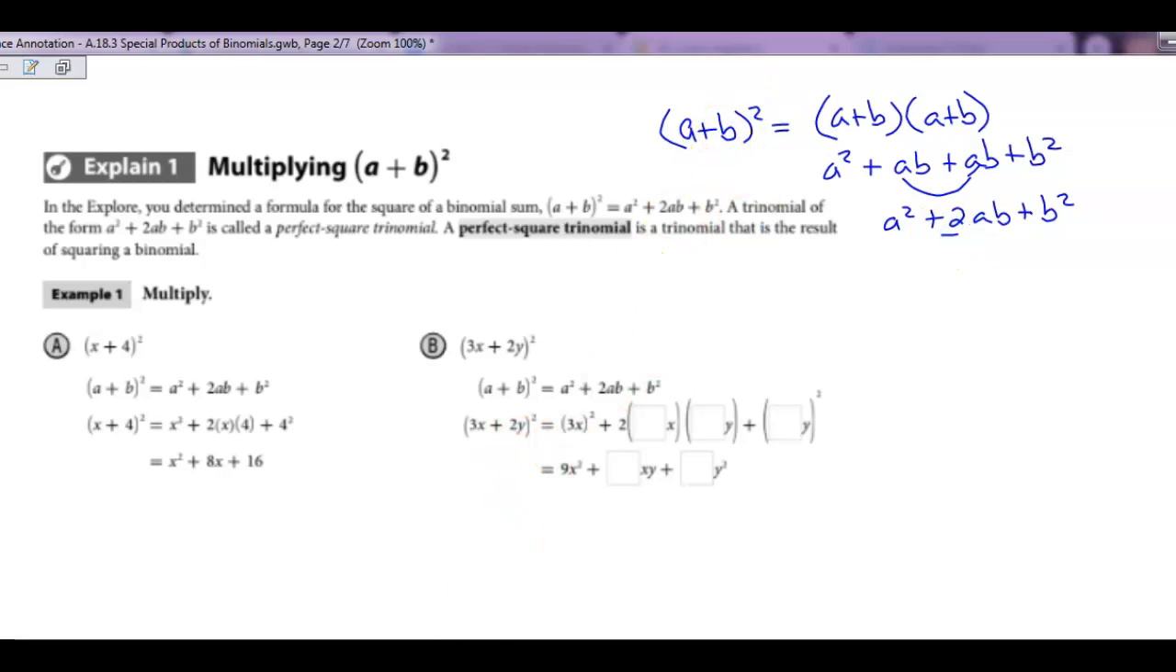Another way of looking at this, I'll show you. So we have x plus 4 squared, and I could write it all the way out and do x plus 4 times x plus 4. I get my x squared plus 4x plus 4x plus 16. Combine these two, I get x squared plus 8x plus 16.